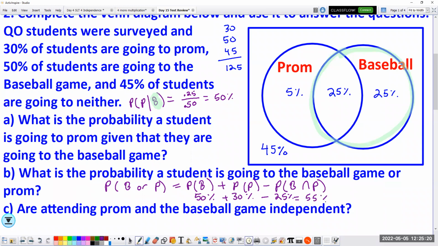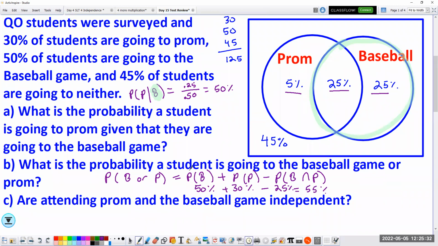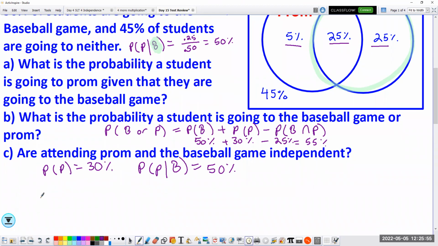And again, this is just confirmed by adding up all the different options here, like 5, 25, 25, 55. All right. Are attending the prom and baseball independent? So I'm going to just call the probability of prom P. And I know the probability of going to the prom is 30%. I've already calculated the probability of going to the prom, given that I know you've gone to the baseball game up here, so I can recycle that. And that is 50%. And the answer is no, they are not independent events.